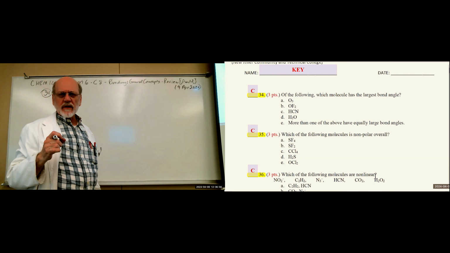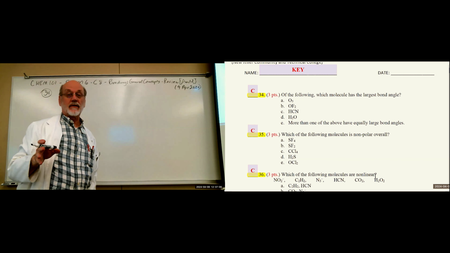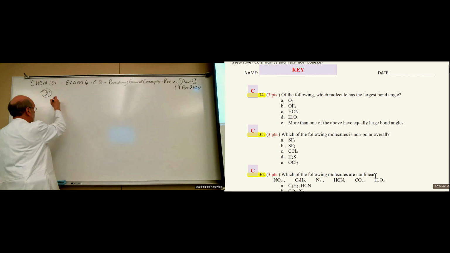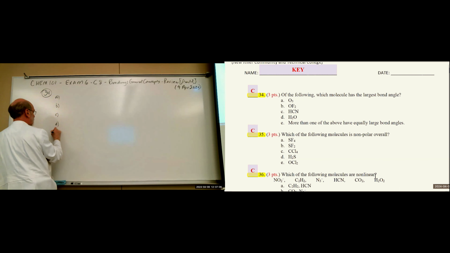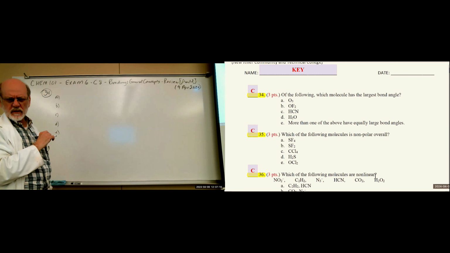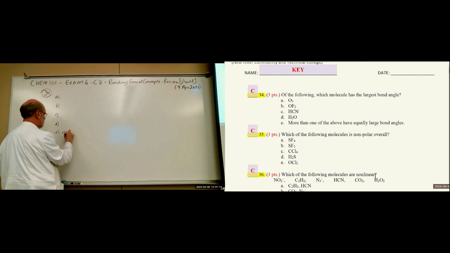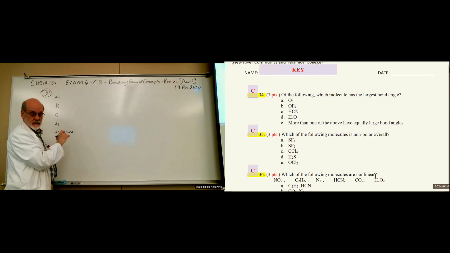Which of the following molecules has the largest bond angle? Largest bond angle. Okay. And we've got more than one with an equally large bond angle. So we have water.